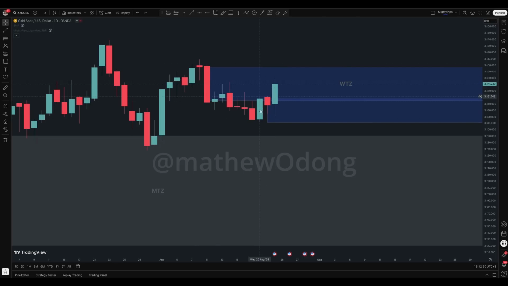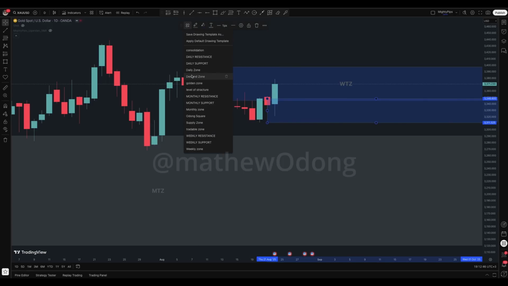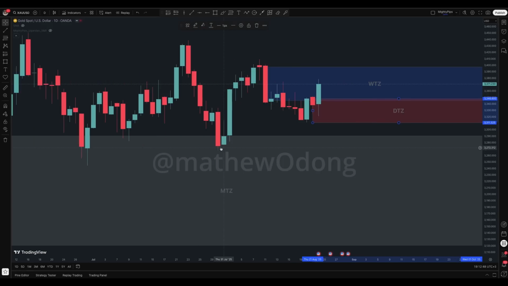This bullish daily candle is the one I've marked, and I've moved its zone forward away from that candle to allow these other new candles space to pull back inside of it. So for the daily one, I'm going to name it daily tradable zone or daily zone, something like that. That one is red in color.